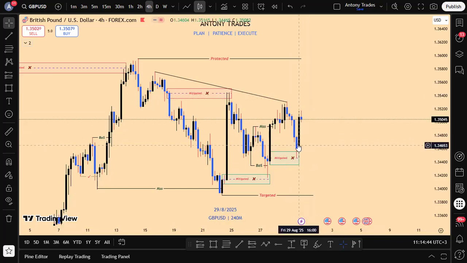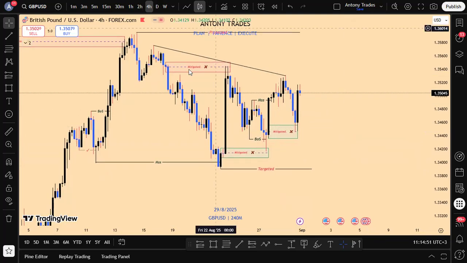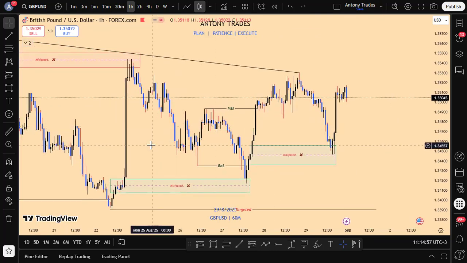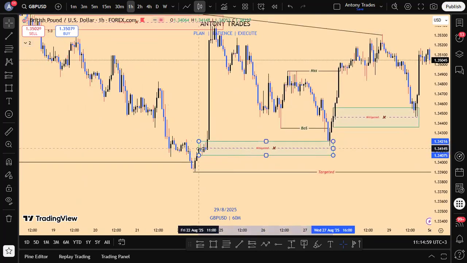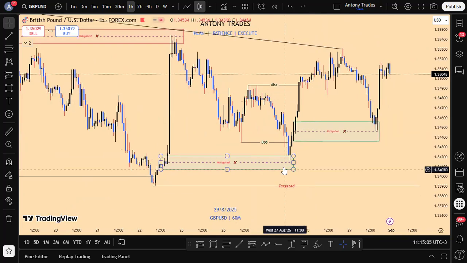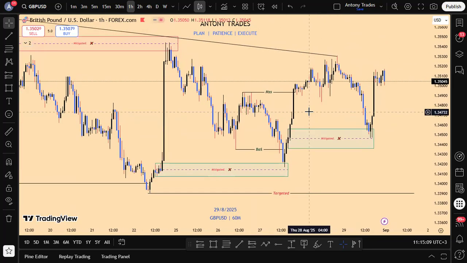I would rather look for buys other than the bearish setups. And the reason we are saying that: if we go down to the lower time frame, that is the 1 hour time frame, you can see very clearly this is an order block that we marked from the 4 hour time frame. Market came to this order block and we saw this strong bullish momentum to the upside.